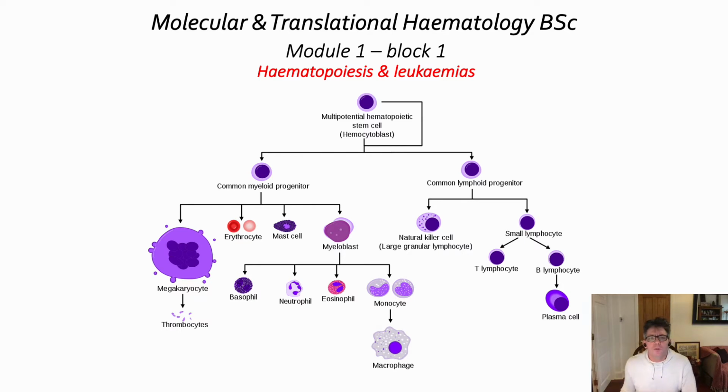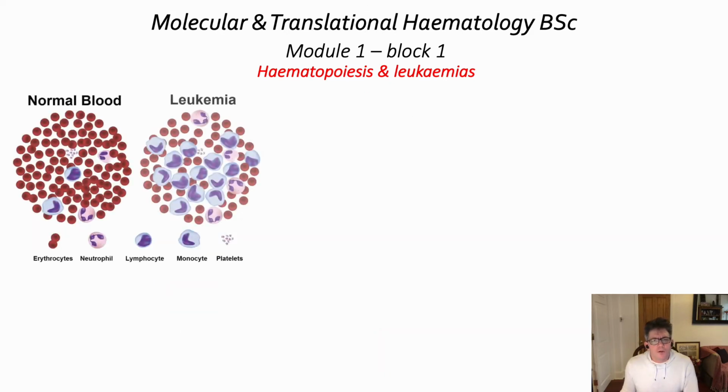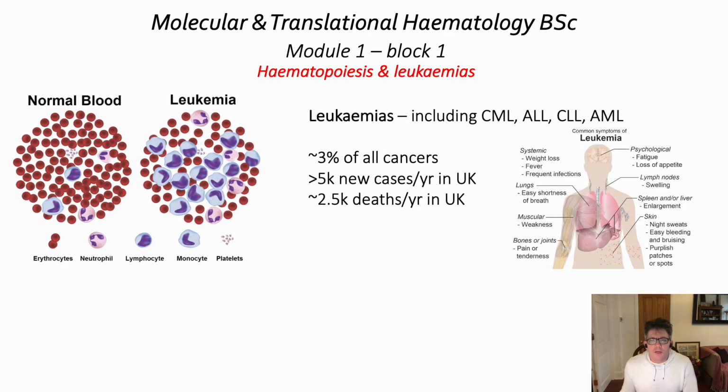In Block 1, you will learn about stem cell biology and hematopoiesis, which covers the basic biology of how the different blood cells develop, which itself is essential for understanding how bone marrow and white cell disorders are manifest. This block then covers what happens in different types of leukemia, including CML, CLL, AML, and ALL. Together, these leukemias represent about 3% of all cancers.